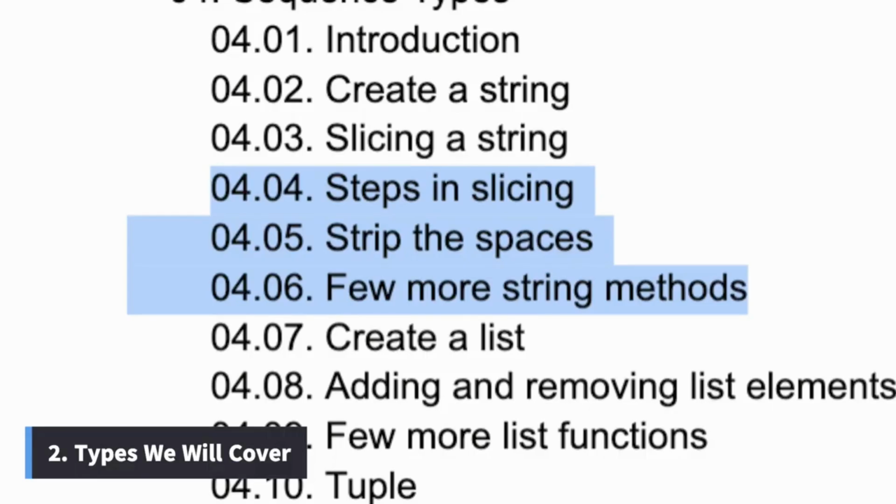Two types we will cover. In this large and critical section, we will learn the three most important built-in sequence types: strings, lists, and tuples. We'll also cover sets and the incredibly important dictionary, which is a mapping type but often taught alongside sequences. We'll start with strings. A string is simply a sequence of characters used to store text. We'll learn how to create them, access individual characters using slicing, and modify them using various string methods.